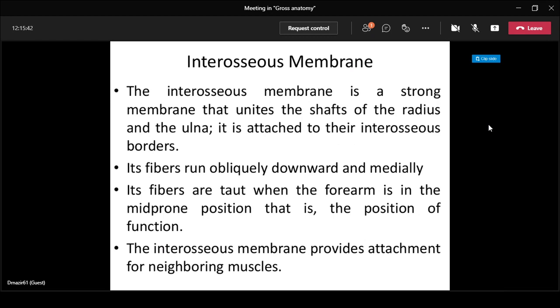The most important one is the interosseous membrane. It is a strong fibrous membrane that unites the shafts of the radius and ulna. It is attached to their interosseous borders, the lateral border of the ulna and the medial border of the radius. The direction of its fibers is downwards and medially, and its fibers are taut when the forearm is in the mid-prone position, which is the position of function, as was explained in the presentation on the mechanism of writing. That provides strength to the two bones and provides additional surface for attachment of the muscles also.